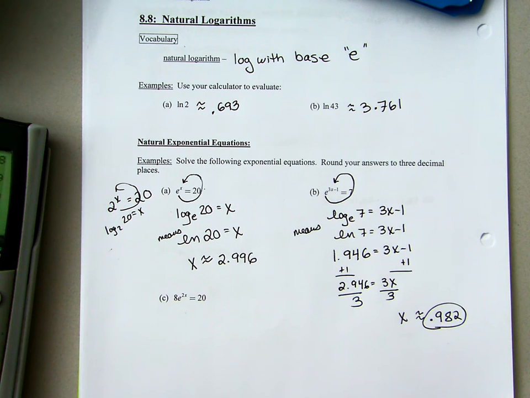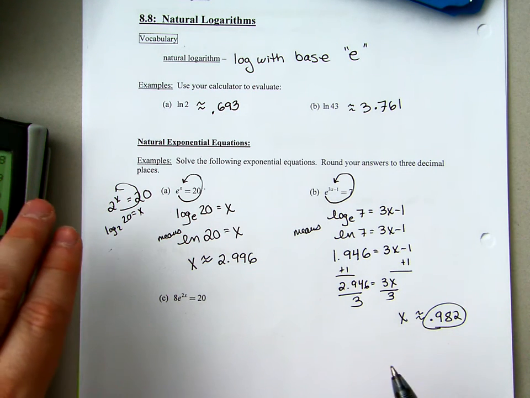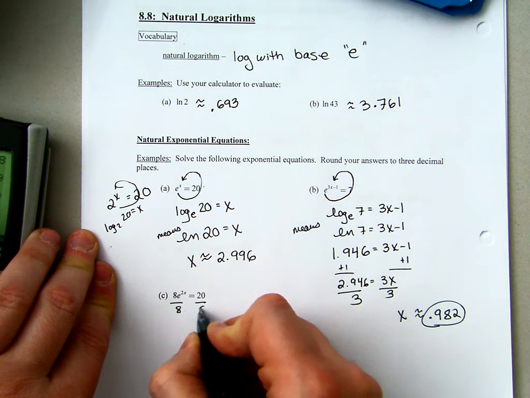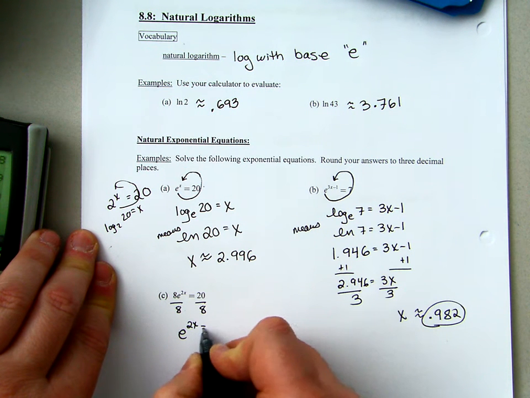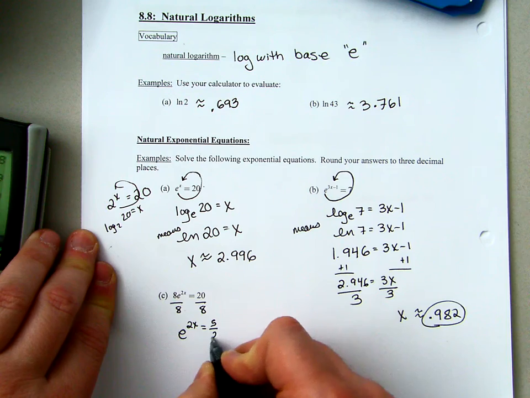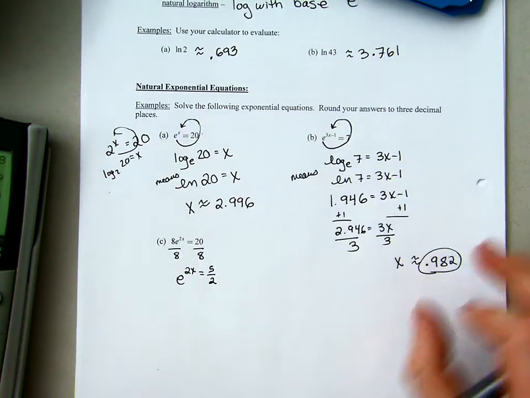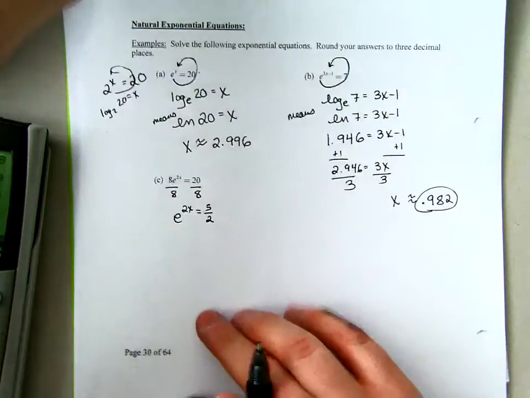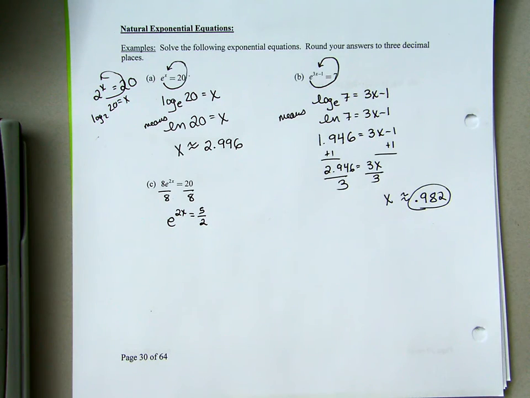Do the same thing in 8, or should we start the 8 a different way? Just like our normal exponential equations, we need the exponential part by itself. So do what first? Divide by 8. e to the 2x, I think this equals 10 fourths, 5 halves. Go do the rest. You can finish this thing. Right? 10 divided by 8, so 10 fourths, 5 halves.